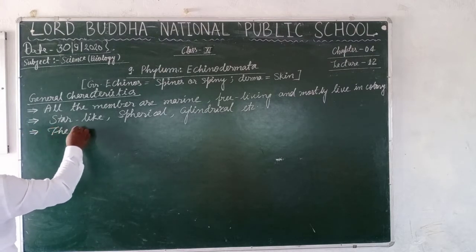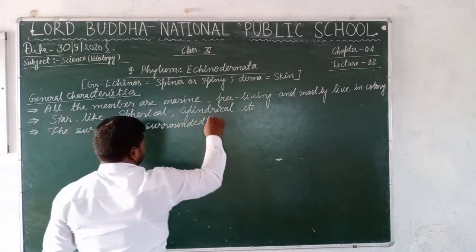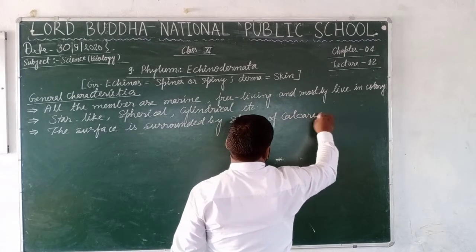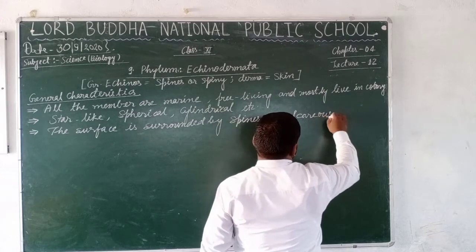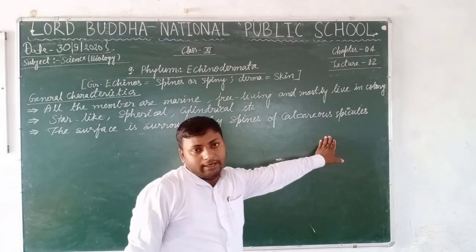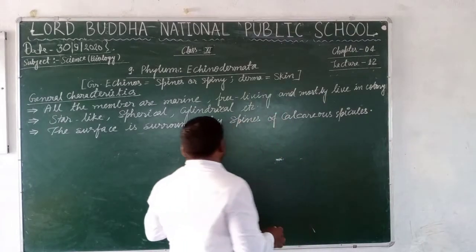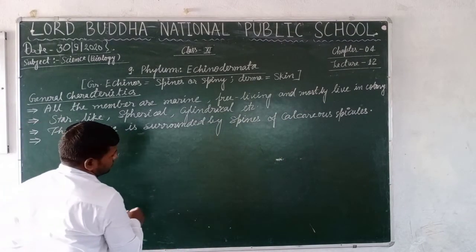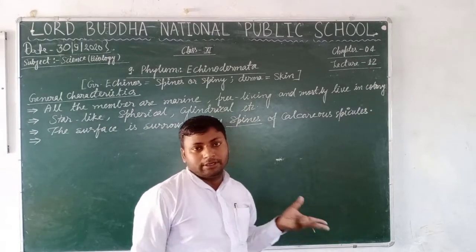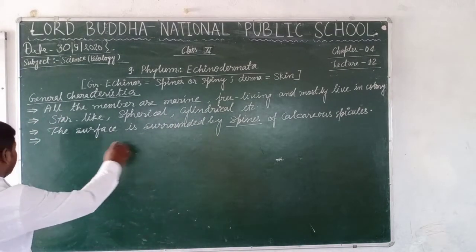The body surface is covered by spines of calcareous spicules. It means calcium carbonate, and this is also called the ossicles. Yes students, this is called the ossicles. These ossicles are spiny structures situated on the upper surface of the body, that is the skin or epidermal skin. That's why the members are called spiny organisms.